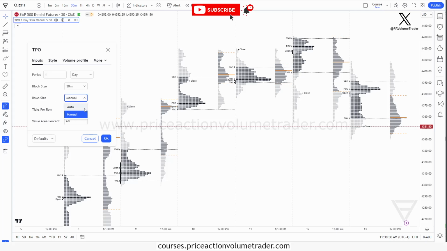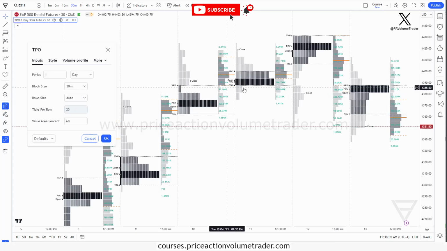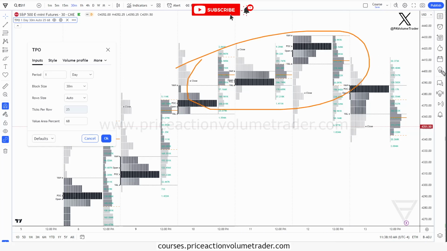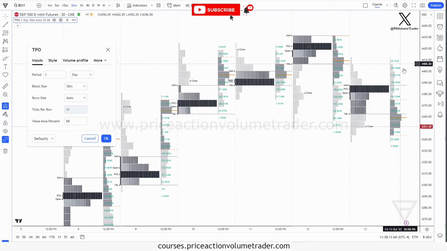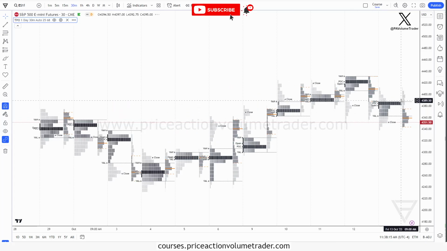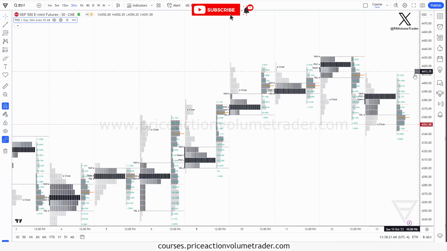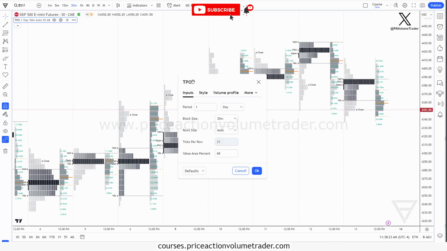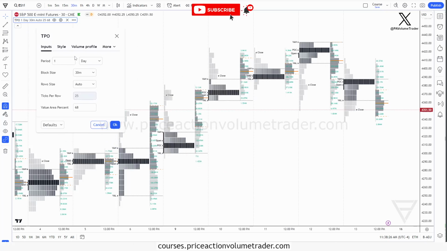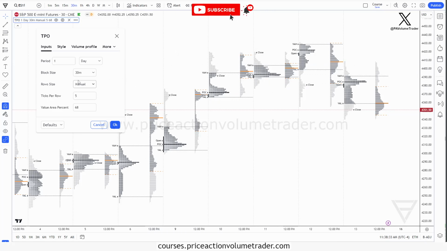This setting is pretty significant now, and I think they need to work on this. There is an auto setting, which if you put it, you can see it just looks very clunky because it basically sets the row size automatically depending on what market you're looking at on the price scale, etc. But it just looks very bad. So what I found out playing around with this beta version is I like to use manual, and then each market that you use is going to have sort of its ideal setting as far as ticks.